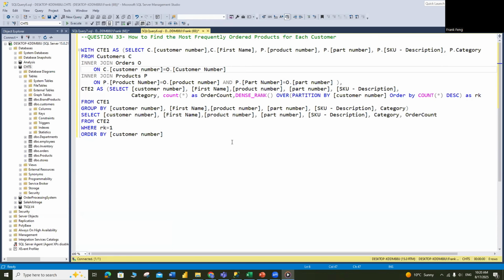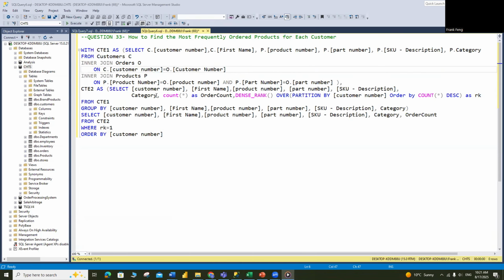First, in the first common table expression CTE1, we join the three tables together. Customers join with orders by customer number, and orders join with products by product number and part number. This step creates a clean dataset that links every customer with their product purchases.